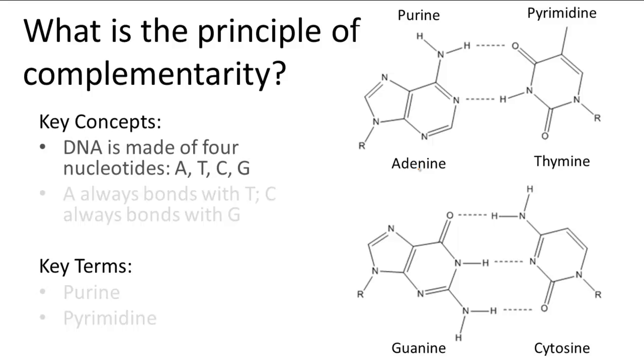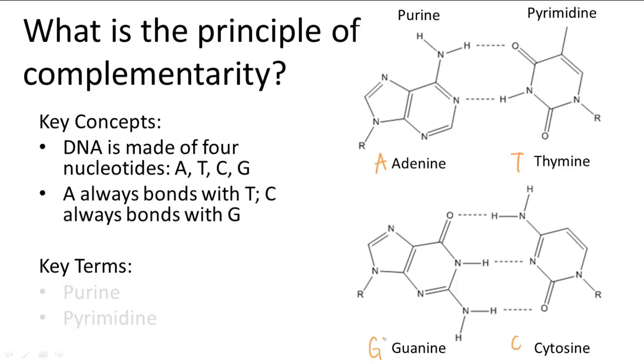There are four DNA nucleotides: A, T, C, and G, which stand for adenine, thymine, cytosine, and guanine, respectively. The principle of complementarity states that adenine will only ever bond with thymine, guanine will only ever bind with cytosine, and vice versa, cytosine to guanine, thymine to adenine. And that's because these molecules are built to complement each other. Adenine and thymine will create 2 hydrogen bonds, guanine and cytosine will create 3 hydrogen bonds.